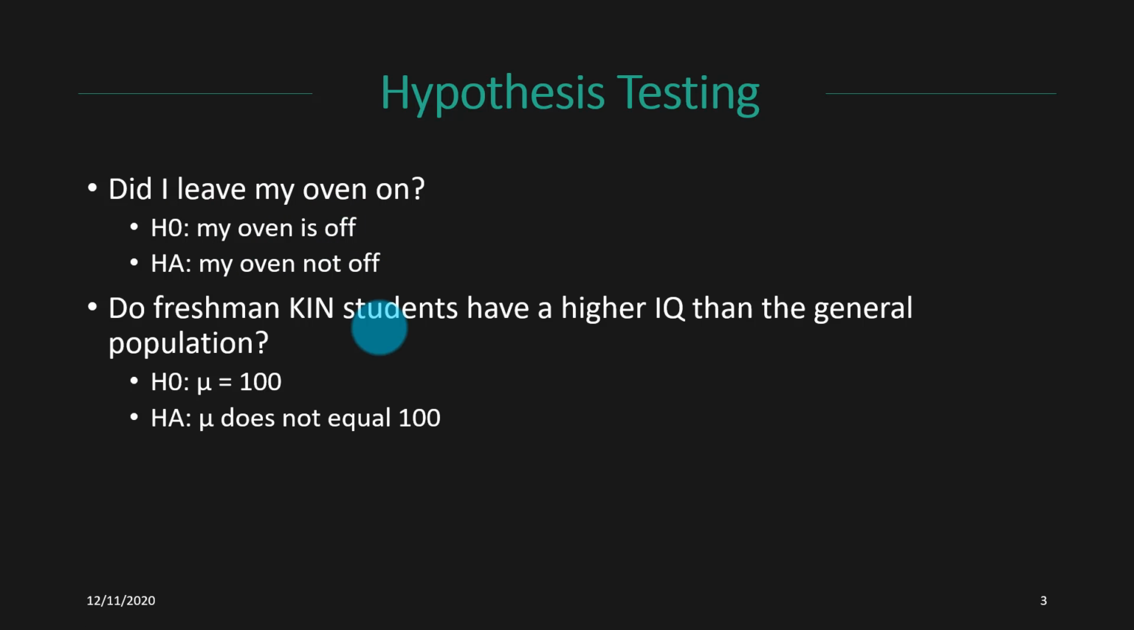Similarly, I might have a hypothesis that freshman kinesiology students have a higher IQ than the general population, and this would be a good example of a non-zero null hypothesis test, because intelligence tests by design have a population mean of 100. So my null hypothesis in this situation might be that the mean is equal to 100, and my alternative hypothesis would be that the mean is not equal to 100. So in this case, I'd be interested in how close my sample mean is to 100 in units of standard deviation rather than how close my sample mean is to 0.